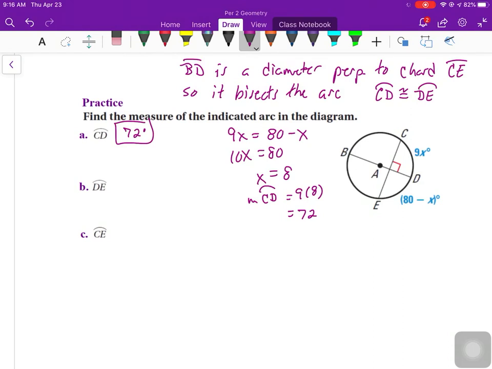And DE will likewise have to be 72. And the whole arc from C to E will be 72 plus 72, which is 144. A diameter perpendicular to a chord bisects the chord and its arcs.